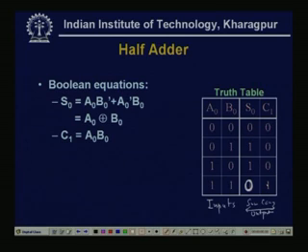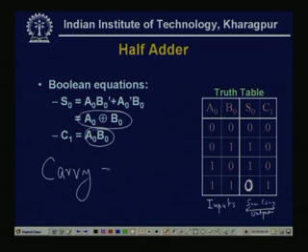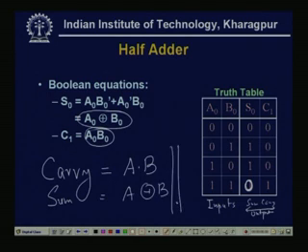Now, if we realize and minimize this truth table, we get the functions: the sum function is A XOR B, the XOR of the 2 operands, and the carry is simply the AND function, C is A B. So, the carry is AB and the sum is A XOR B. These are the two things I need.